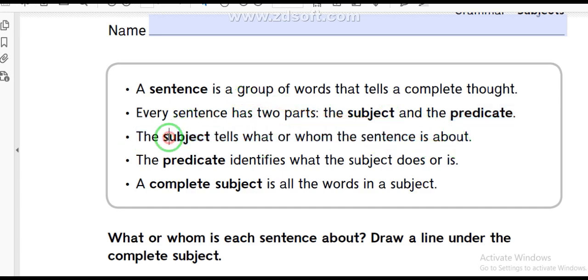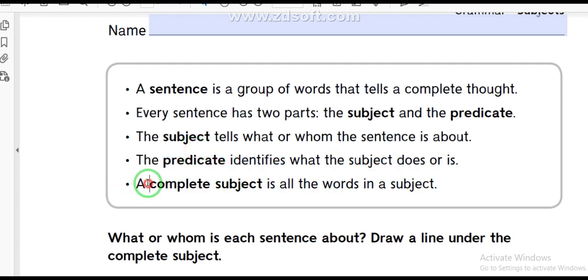The subject tells you about whom I am talking. So the naming part. The subject is the naming part, okay? Now the predicate identifies what the subject does or is. The predicate tells you what's happening, what the subject is doing in the sentence, what happened, the action. The predicate is the action. Okay, it starts from the verb till the end.